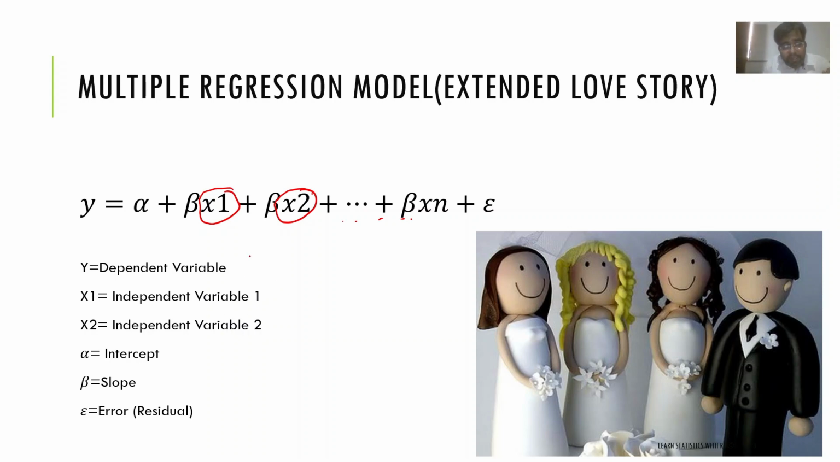So y is again the dependent variable, x1 is independent variable 1, x2 is independent variable 2. Again here alpha and beta would be there, and error would always be there, because in a love story some error is always there, or in other words a villain is always there. In simple terms, error is unexplained variance, which we will see in our further slides.